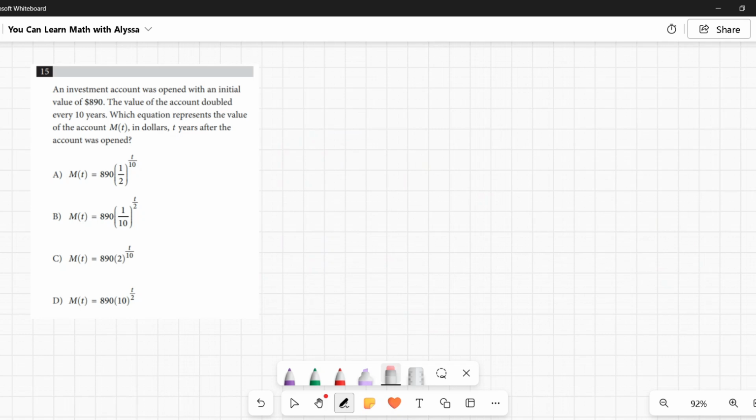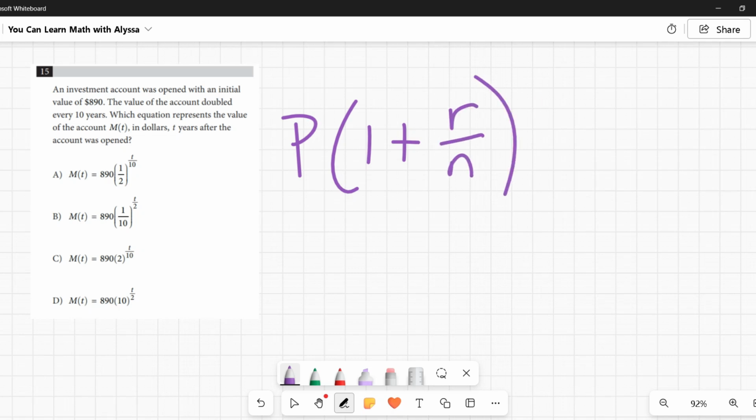Usually for the SAT, I've seen a couple where you need to have the formula for compound interest memorized. It's not really applicable for this problem, but I'm going to show it to you because you may need it for other problems. The formula for compound interest is P times (1 plus R over N) to the power of N times T. P here is your principal, or your starting amount. R is your rate, the percent of increase.